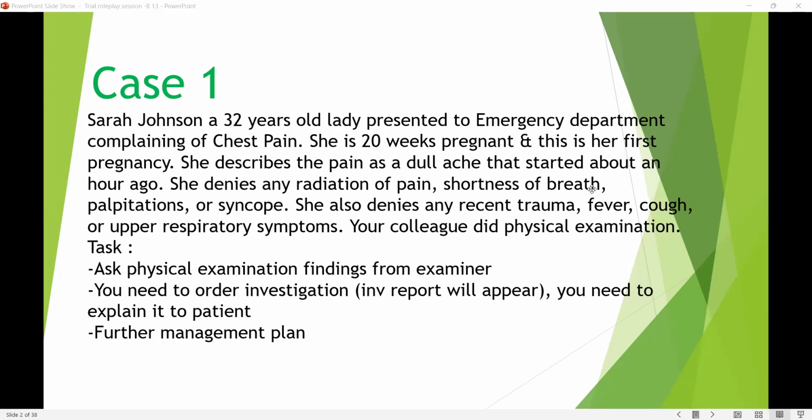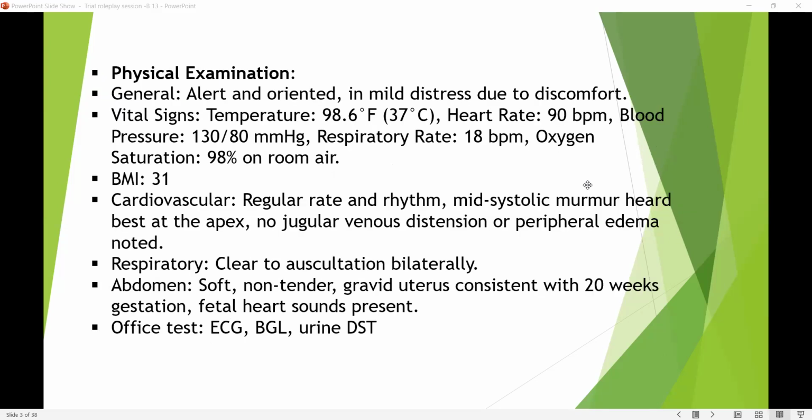Okay. So examiner, I would like to know my patient's vital signs. So you can ask whether my patient is hemodynamically stable or not. So ask about blood pressure, heart rate, respiratory rate, saturation, temperature. Then ask about general appearance. How does she look like? She's in mild distress due to pain. Ask about her BMI. Then you can ask about cardiovascular.